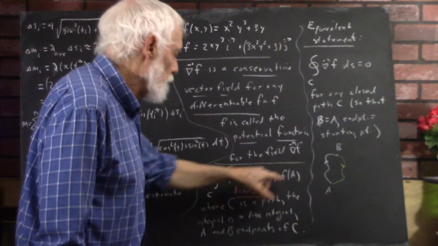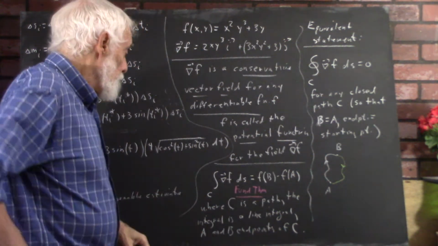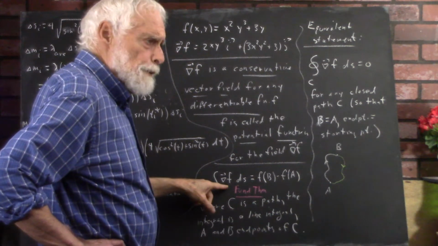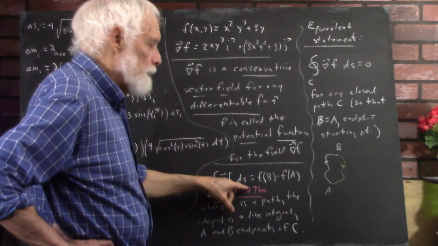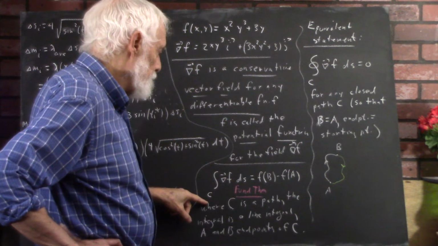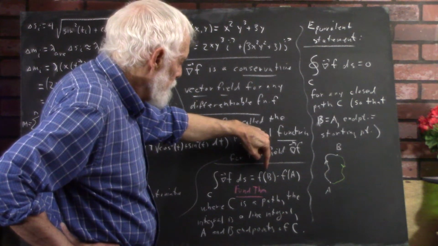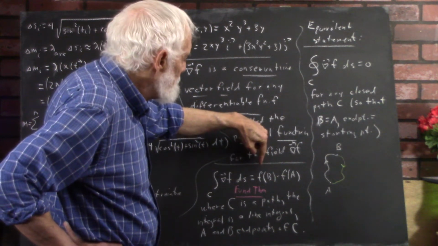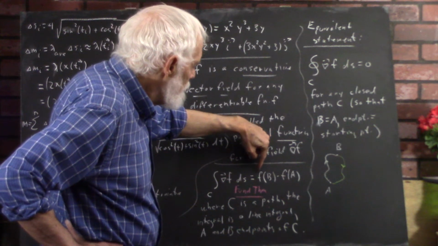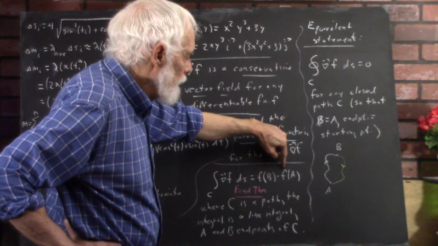You have the fundamental theorem of path integrals: if you integrate the gradient over a path C, the result is just equal to the value of the function at B minus the value at A.